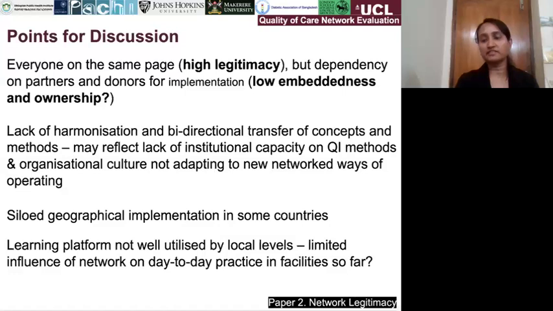Some countries also had siloed geographical implementation with different partners working in different locations in different ways. And the learning platform also may not have been well utilized by local levels, suggesting a potentially limited influence of the network on day-to-day practice in facilities so far. Next slide, please.